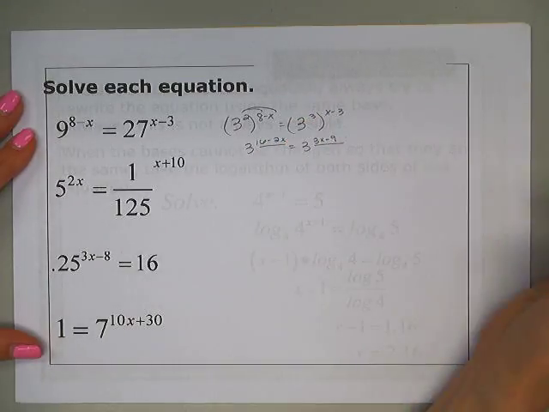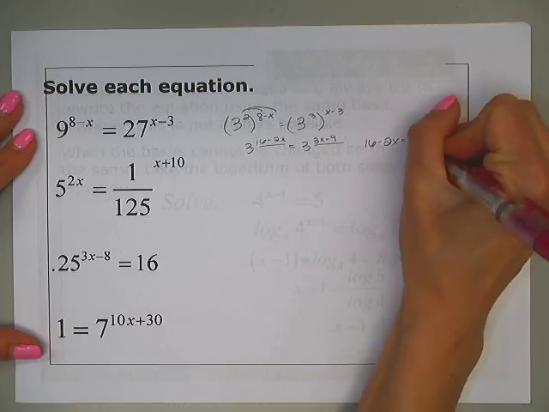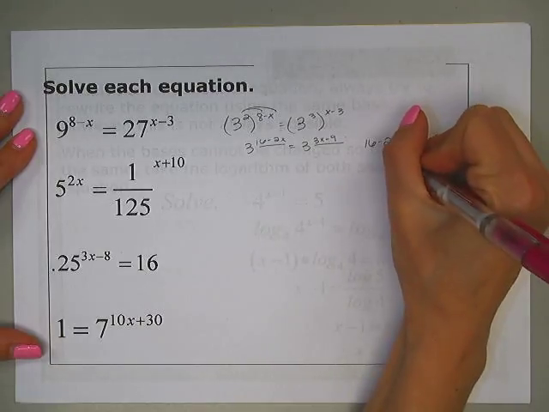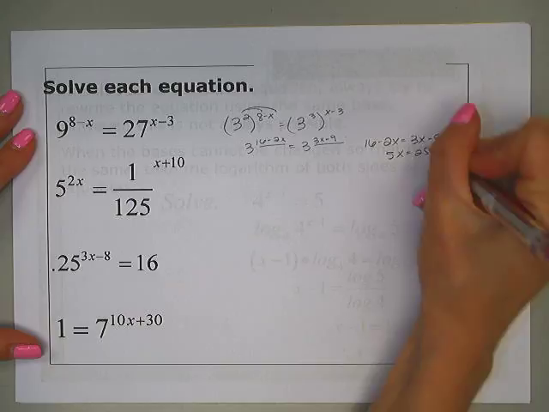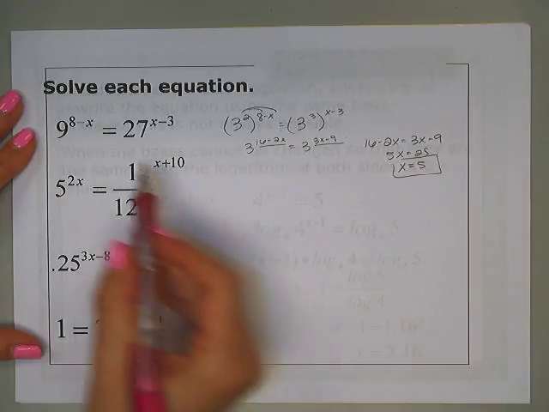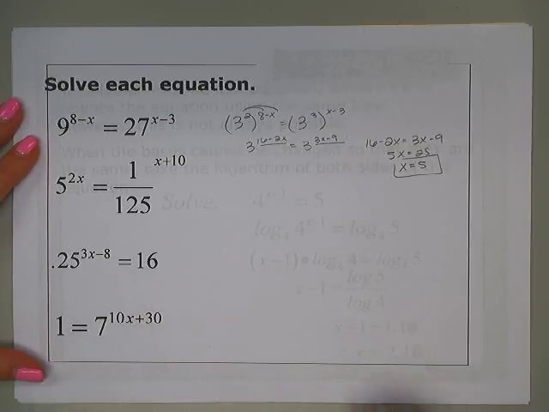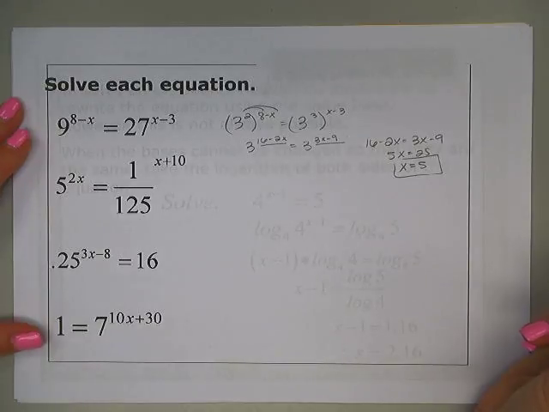Now that our bases are the same, we set our exponents equal to each other. 16 minus 2x equals 3x minus 9. Therefore, 5x equals 25, and x is therefore 5. If you plug x back into your equation, it'll come out to be a true equation. Let's try that one more time, and then I'll give you the opportunity to practice these two on your own.